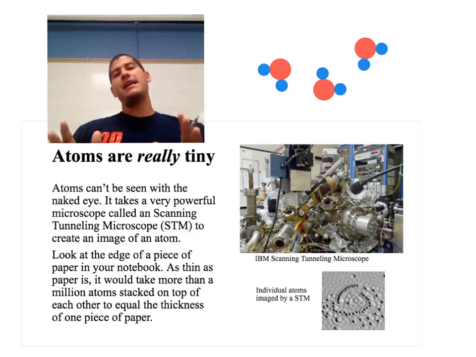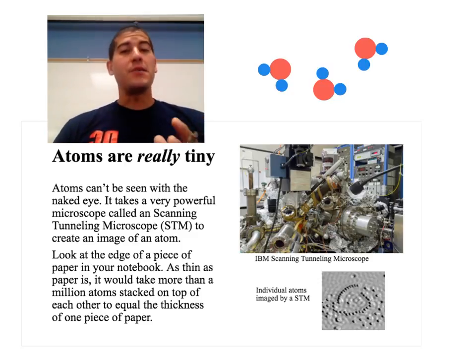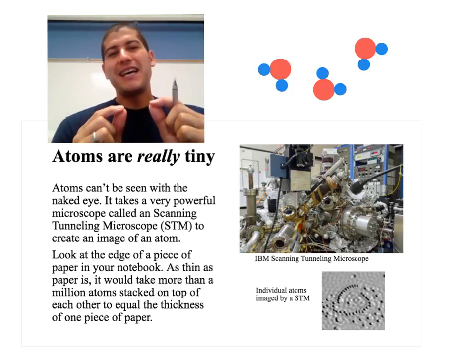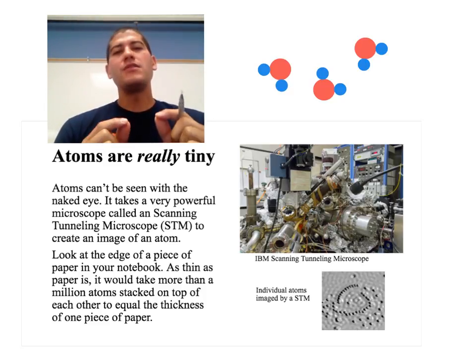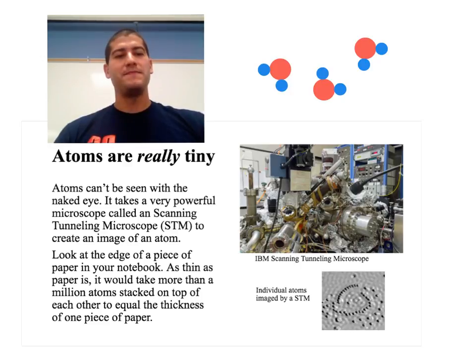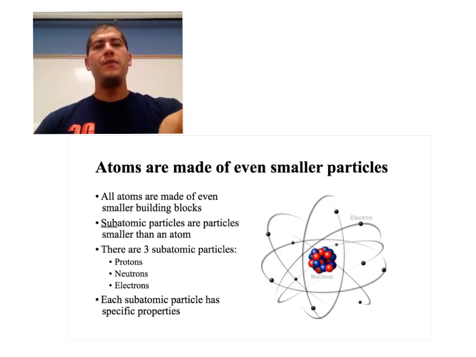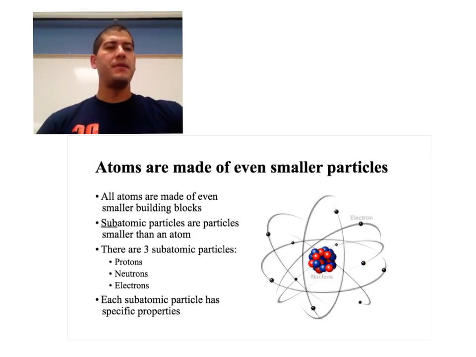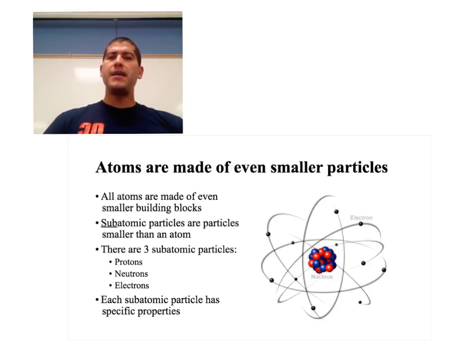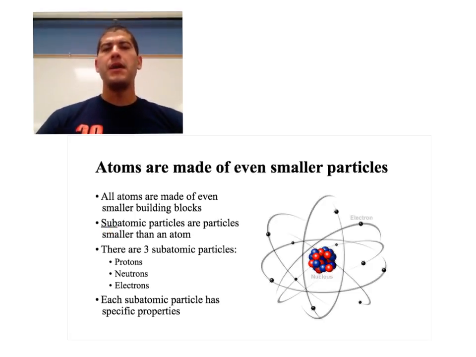The crazy thing is that atoms themselves, the building blocks of all matter, are made up of much tinier building blocks called subatomic particles. If we could magnify one atom, we would see that it's made up of even smaller things. The prefix sub means smaller than. So when I use the term subatomic particle, I'm talking about particles that are even smaller than the atoms themselves.